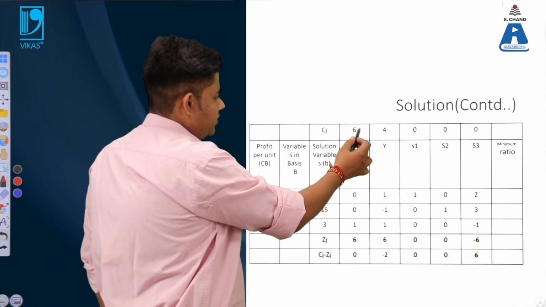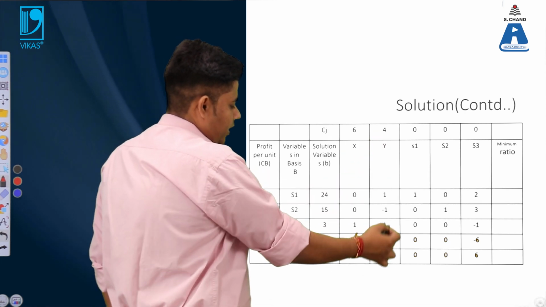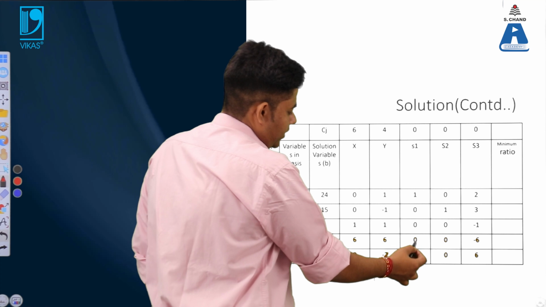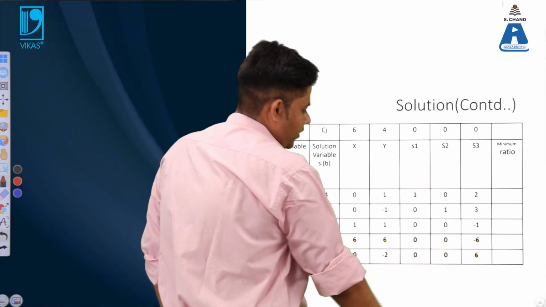So Cj value is 6, Zj value is also 6. So 6 minus 6 would be 0. 4 minus 6 would be minus 2. 0 minus 0 is 0. 0 minus 0 is also 0, and 0 minus 6 is minus 6.